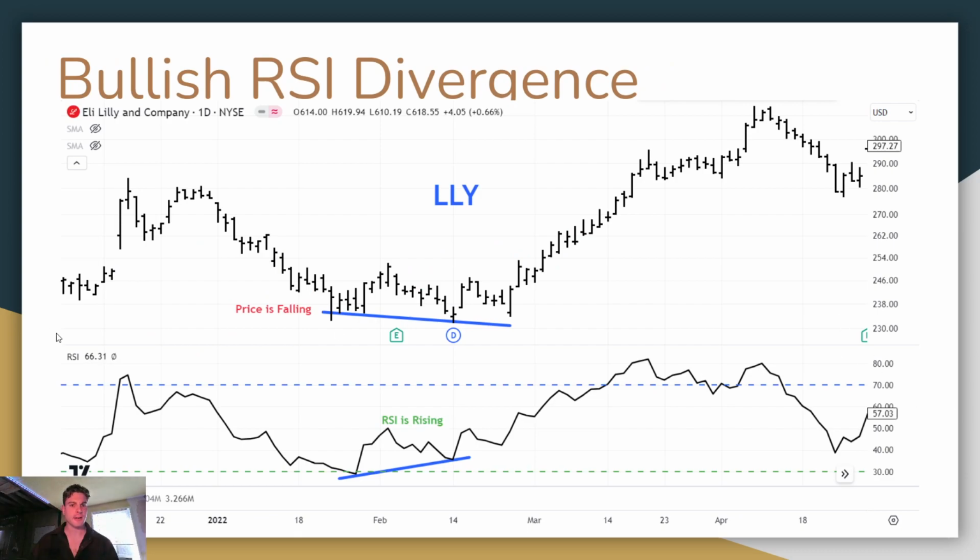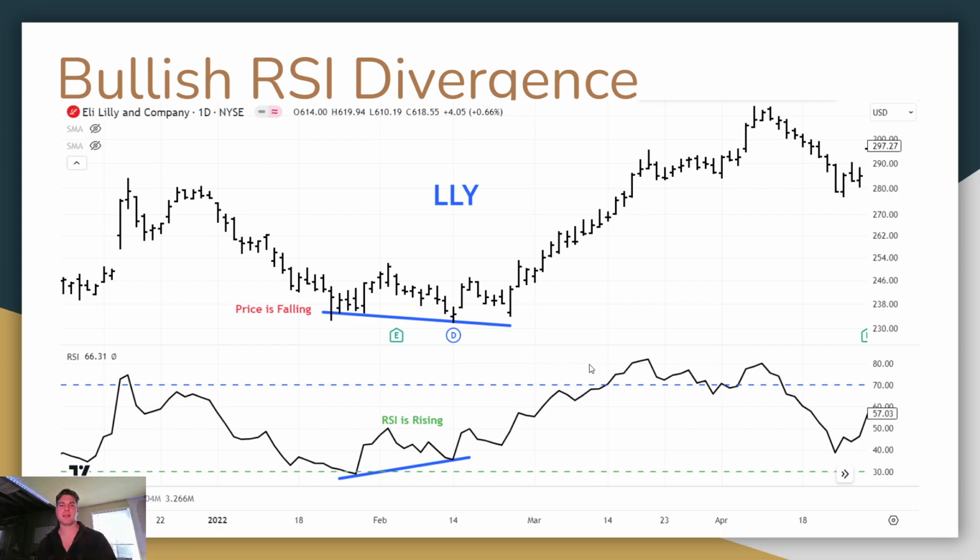This is Eli Lilly. So you can see here in early 2022, price was falling. We're making lower lows here, and then RSI is rising. So how you would trade these is, you could place a buy stop around this 254 level. After you see that the RSI is starting to buck the trend, you can place your buy stop, and then once it moves higher, that's when you'll get in.